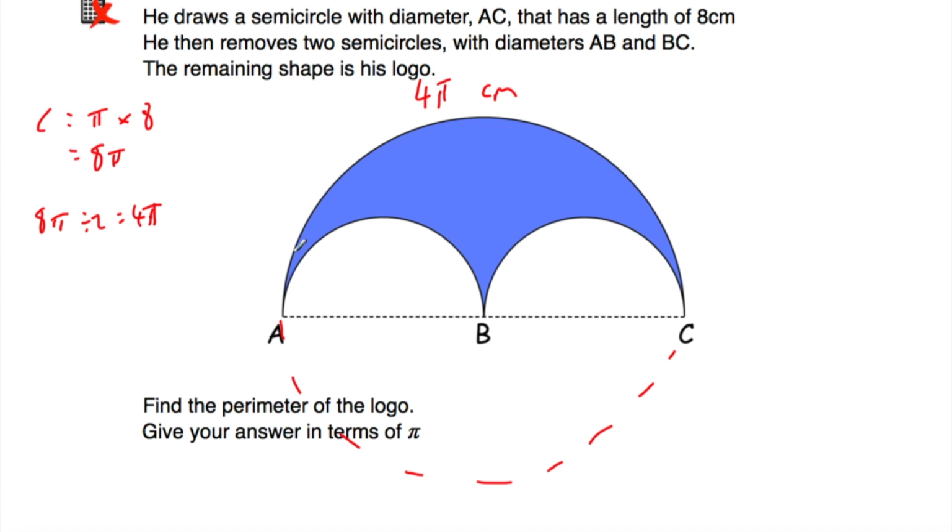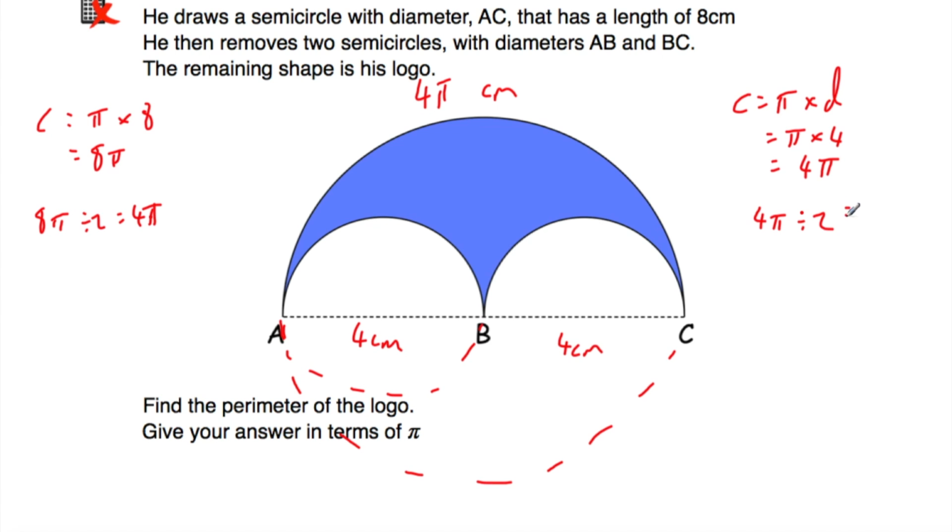Now let's find the length of this arc. As you can see, we've got this smaller semicircle and B is in the middle of A and C. Because AC is 8 centimeters, AB would be 4 centimeters and BC would be 4 centimeters. So let's find the length of this arc from A to B. Let's turn it into a whole circle. Circumference equals pi times diameter, so pi times 4, that would be 4 pi. That's the circumference of the whole circle. We now take the 4 pi and divide it by 2, and that would be equal to 2 pi. So the length of that arc is 2 pi centimeters.